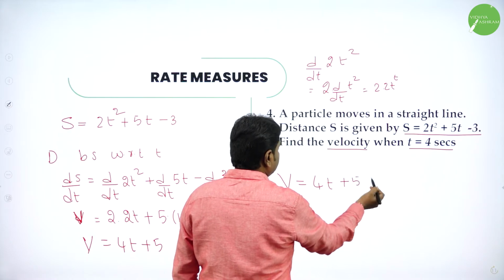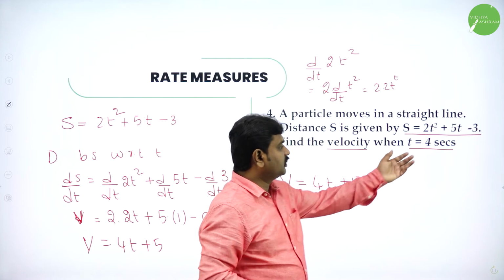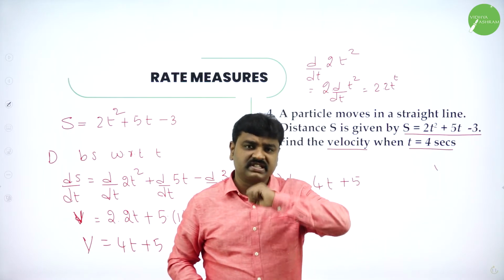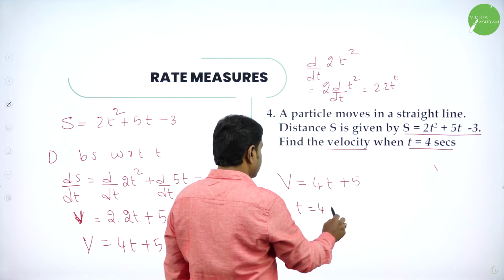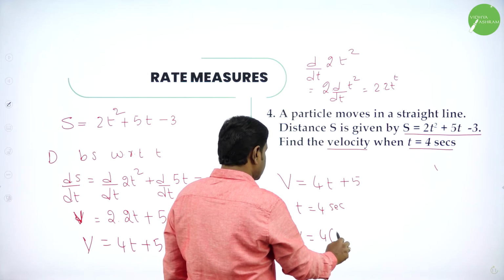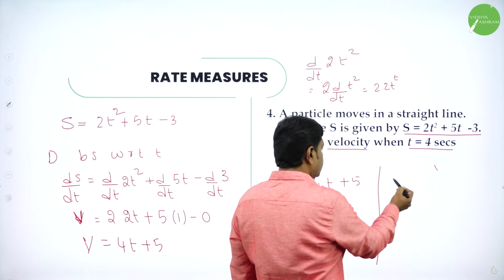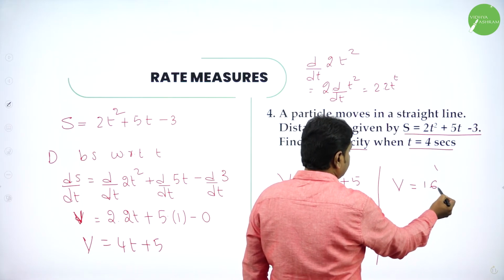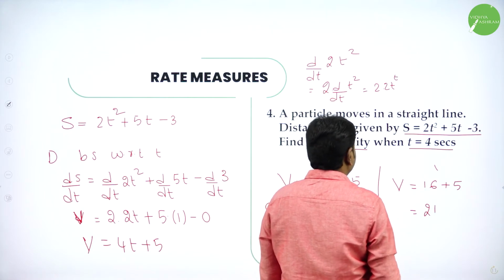In the place of t, at the time t is equal to, they will give in the problem. How much time do they give? 4 seconds. In the place of t, substitute 4. So t is equal to 4 seconds they give, substitute it. So v is 4 into 4 plus 5, that is 4 4s are 16, plus 5, that is 21 units per second.